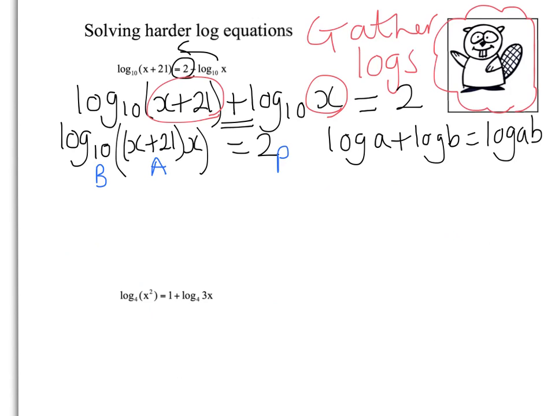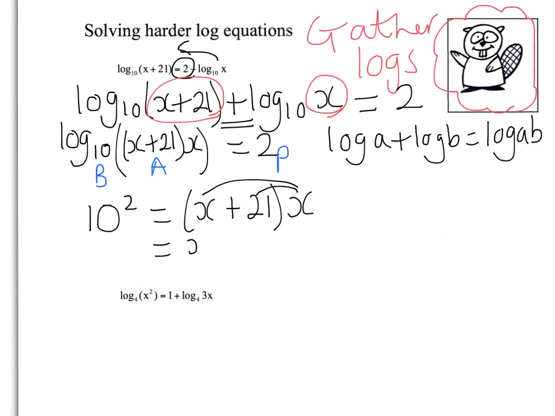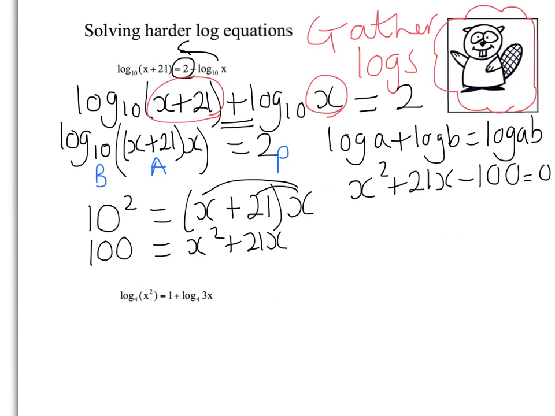And how do I solve my questions if they're in the form log BAP? I change them to index form. So changing log BAP into index form becomes 10 is the base, the power is 2, and the answer is x plus 21x. And now this is actually just really simple. If we times it out, it's going to give us x squared plus 21x equals 100. And then we're going to get x squared plus 21x minus 100 equals 0. And therefore we're just going to a quadratic.